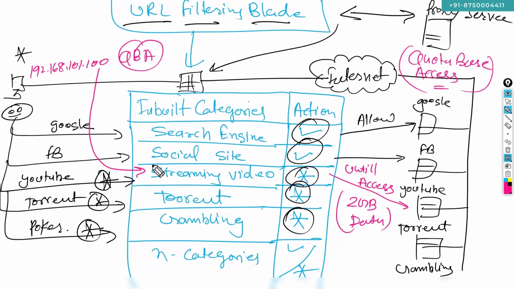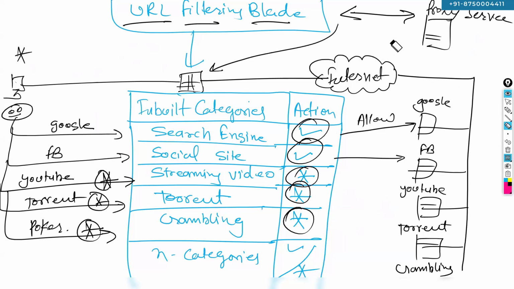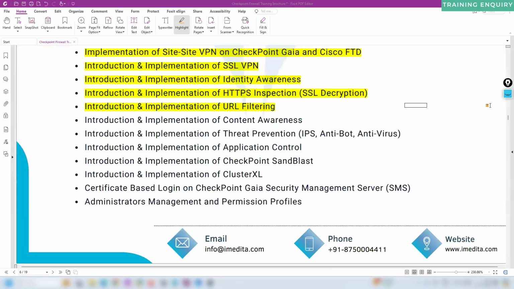Simple URL filtering can't deploy quota-based access, but this can be done by the proxy server. So if you want to deploy a control like this, then you have to go with a proxy server solution. If you say no, we don't want to make our network complex, and it should simply be allow or deny, then there is no need to purchase a proxy server. Simply, you can enable URL filtering and block that particular website or category.